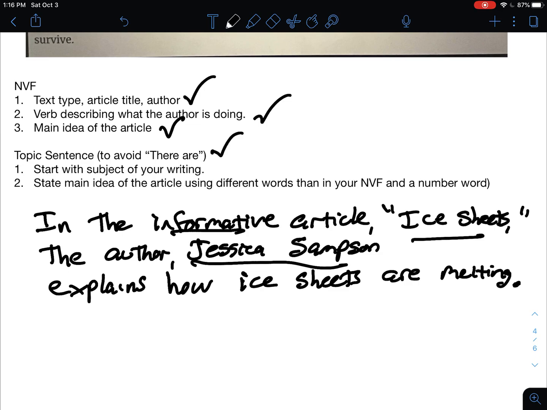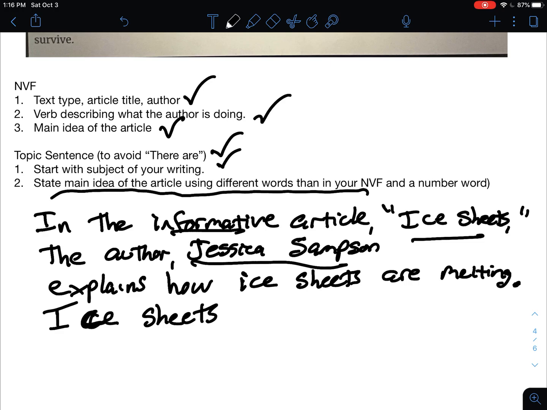Again, we're avoiding there are, so I want to start with the subject, right? So the subject is ice sheets. Oops, that's messy. Ice sheets. There, now I've avoided there are. And then I want to state the main idea of the article using different words than my NVF and a number word. So you can keep your topic sentence really simple. So for this, I would say, in fact, I'm going to stop. What would you write for your topic sentence for ice sheets?